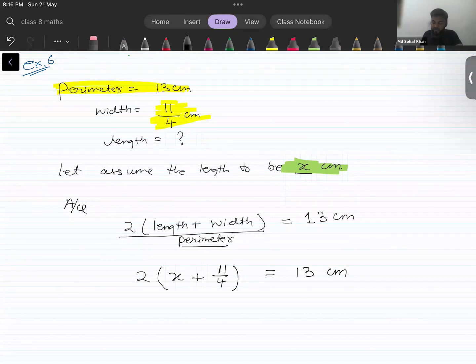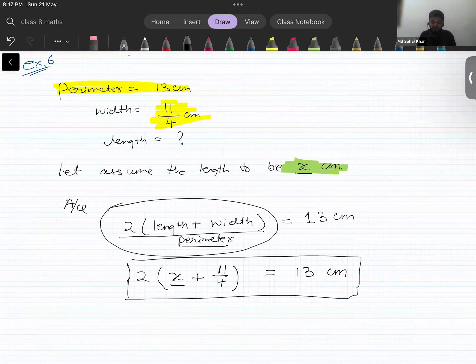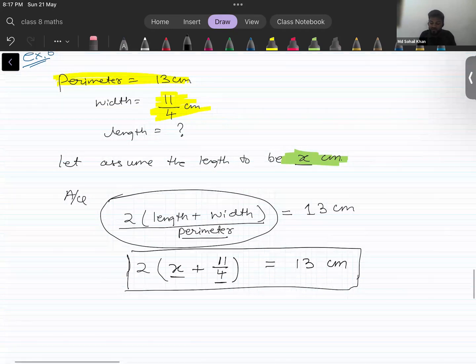Now here we have got our equation. This is the required equation. And when you solve this, you will find the perimeter. Basically, we have equated the formula to find the perimeter with the perimeter given in the equation. So in this formula, we simply put the assumed value of length, and we have also written the given value of width here. So when you solve this, you will be able to find the value of x here.